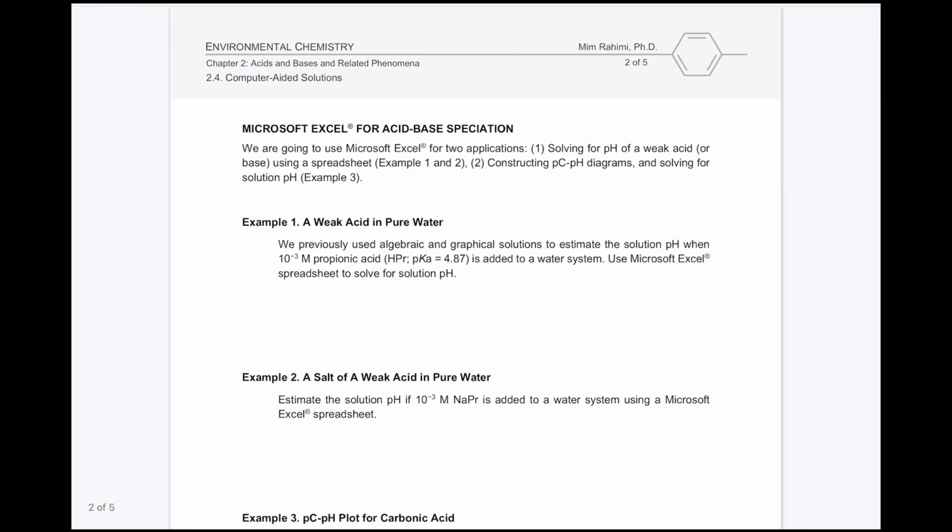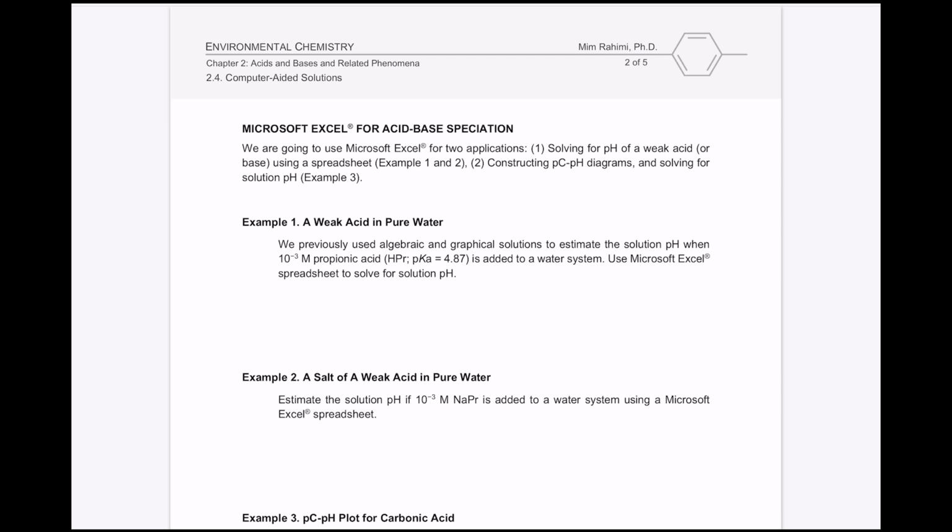So we start with the Microsoft Excel approach. So basically using Excel for two specific applications. So first using Excel to solve the pH of a weak acid using a spreadsheet, which are examples 1 and 2, or to construct a pC-pH diagram, which will be covered in example 3. So two goals we're pursuing using Microsoft Excel.